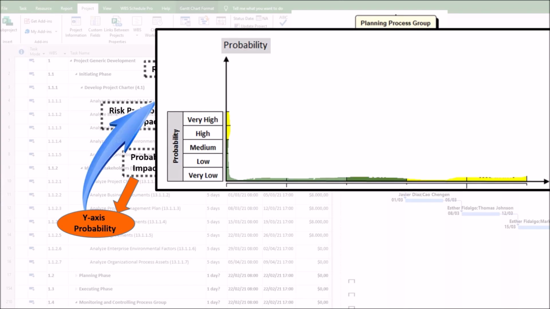Regarding the descriptive scale, we can have, for example, levels such as very low, low, medium, high, or very high. Regarding the numerical scale, we can have, for example, levels such as less than 10% chance, 10 to 30% chance, 31 to 50% chance, 51 to 75% chance, or greater than 75% chance.